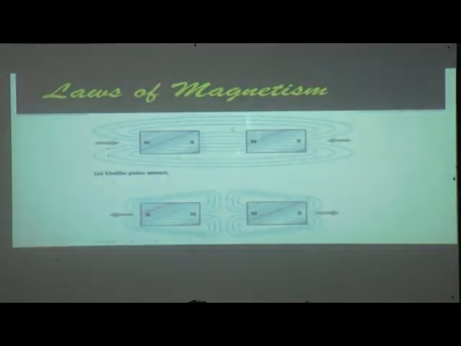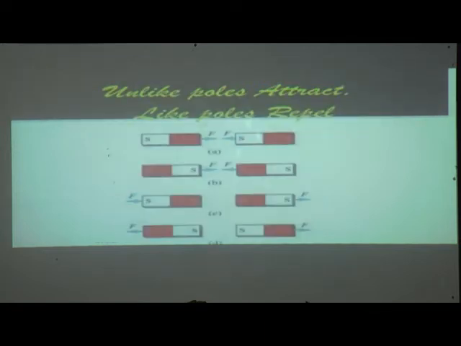Which is laws of magnetism. So laws of magnetism, this law we discussed that unlike poles are going to attract and like poles are going to repel. Okay, so we discussed this. Now next, unlike poles attract and like poles repel. So in this picture again that law of magnetism is given here by these images.